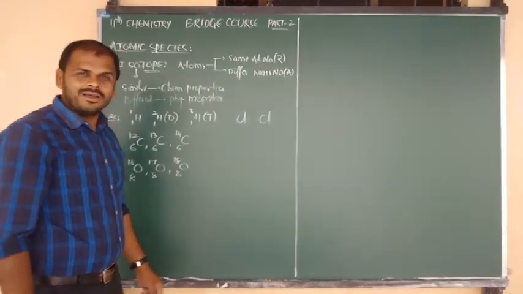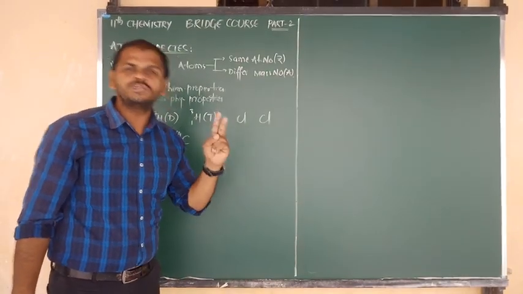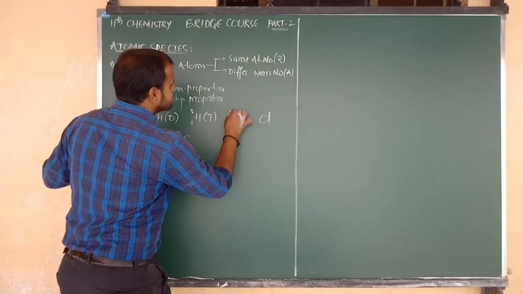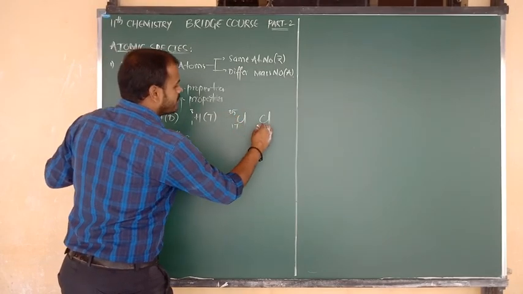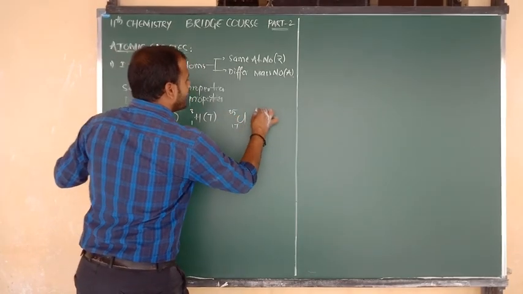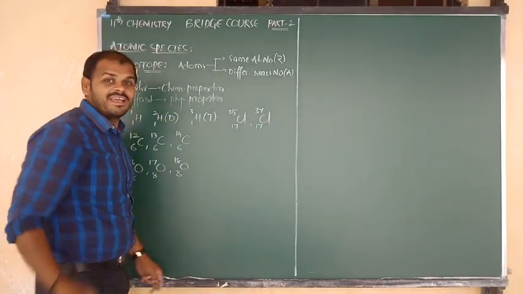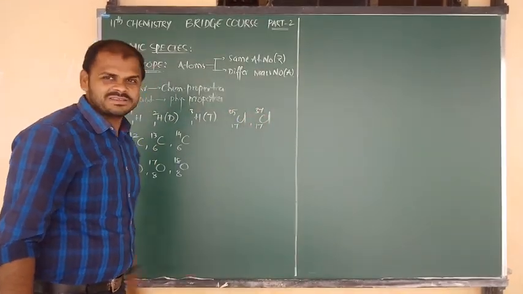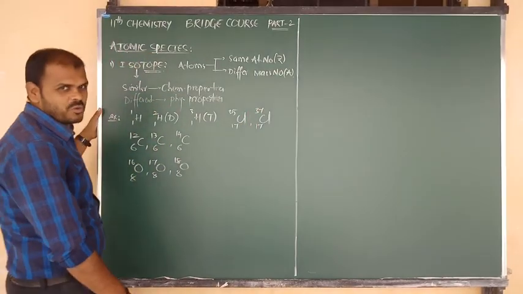Another example I am going to show you is chlorine. Chlorine in nature occurs only in two isotopic forms. Chlorine atomic number is 17, mass number is 35. Again, chlorine atomic number is 17, and the other available isotopic form has mass number 37. So same atomic number, different mass number. Again, we have to say that isotopes.